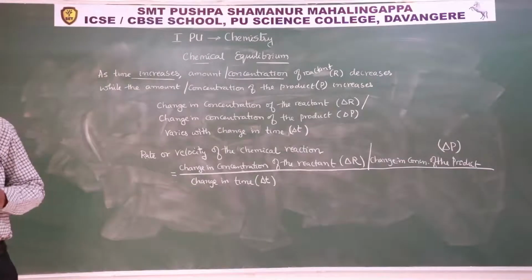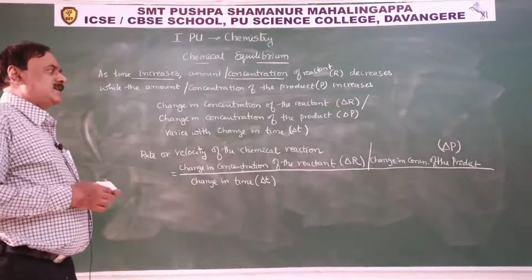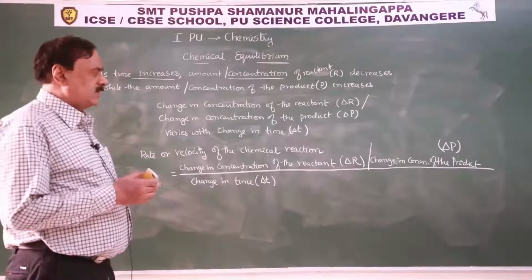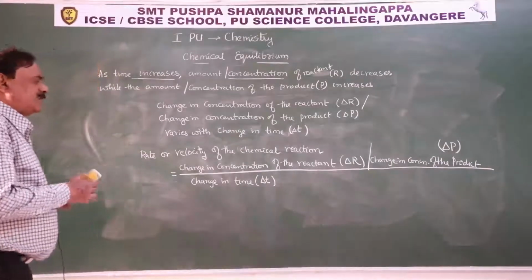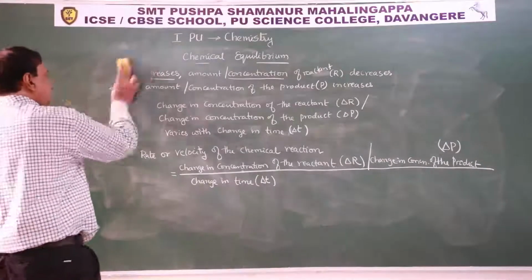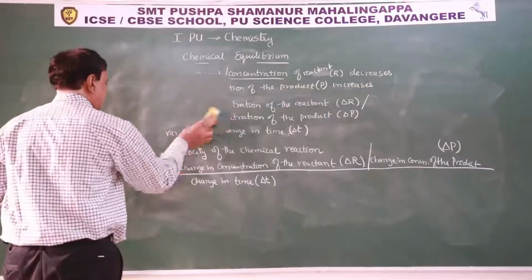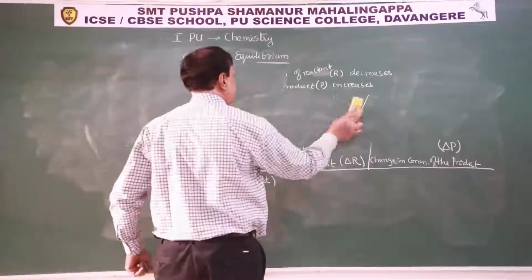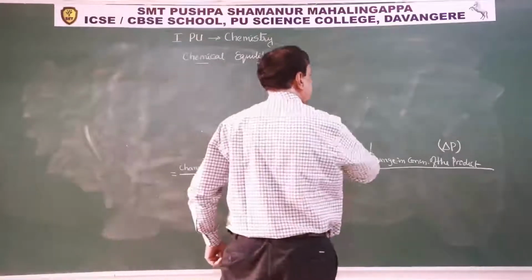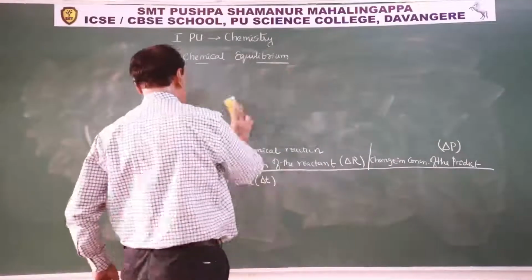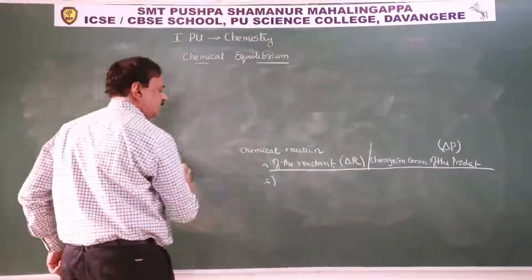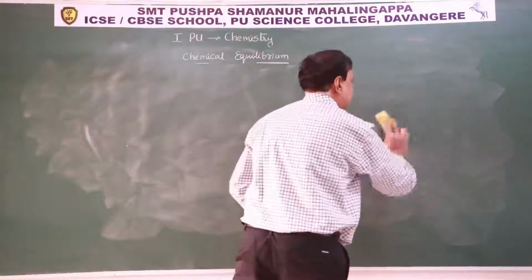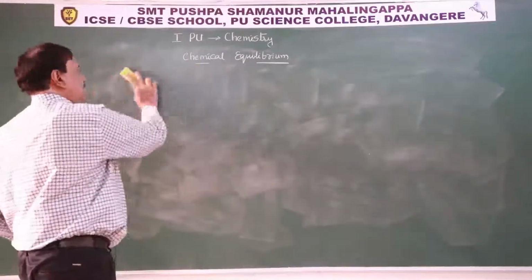Across the reactant side the concentration value decreases, across the product side the concentration of the product gradually increases. Therefore, it is represented as minus dR by dt or plus dP by dt. Minus sign indicates decrease in concentration of the reactant, and plus sign indicates increase in the concentration of the product.